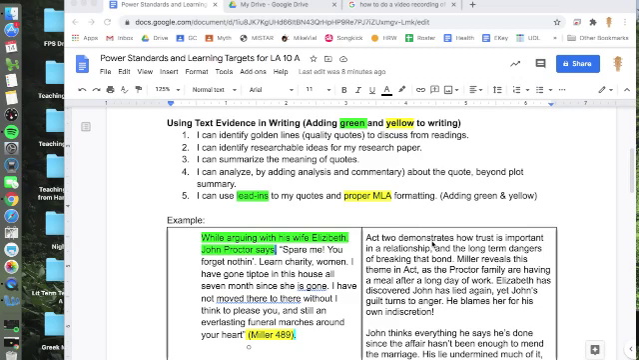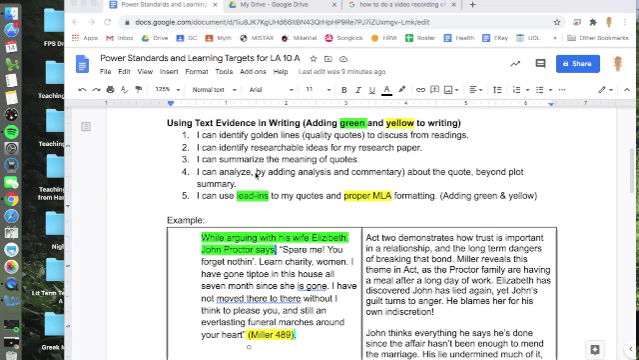And here's the big one. Students need a lot of practice at this throughout all of high school. I can analyze by adding analysis and commentary about the quotes beyond plot summary. So we're trying to model and give students opportunities to practice adding their own analysis, not just summarizing, but having their own ideas or synthesizing and seeing comparisons.